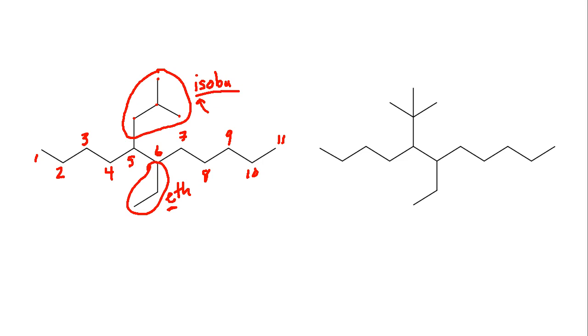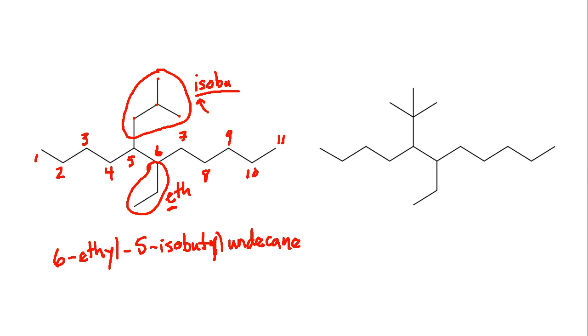So then we'll say, all right, so what's our ethyl? It's a 6-ethyl, because remember, it's not by number, it's by name when we're alphabetizing. And then 5-isobutyl. And then we need our parent chain. So the parent chain we said was an undecane. There you go. That would be the name there.